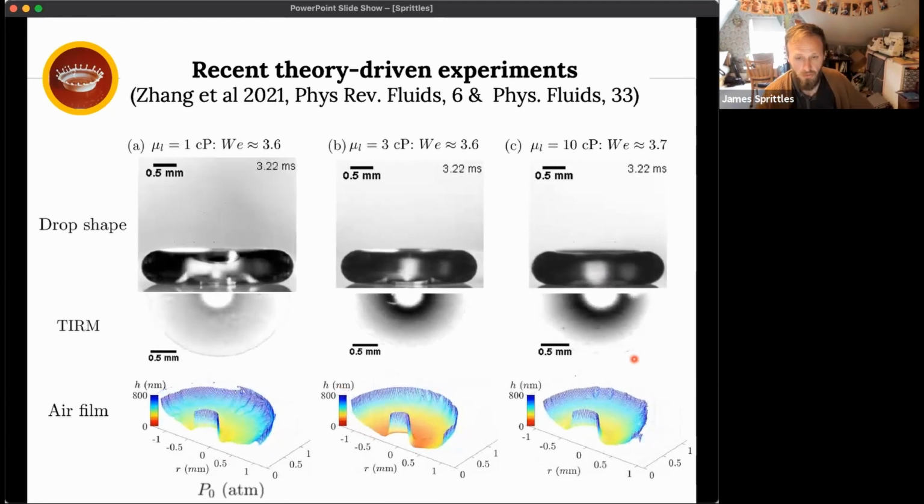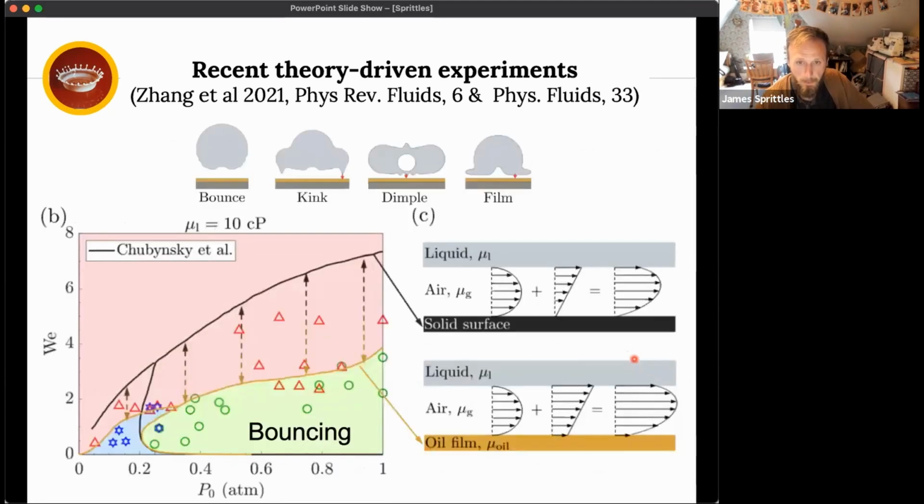So all of these drops rebound, I believe. So these are the different modes which they mention. So I mentioned the film and the kink. They also see this dimple mode. So here you see their experiments. This is the prediction of our model, which I just showed you, and their experiment sees the transition here.